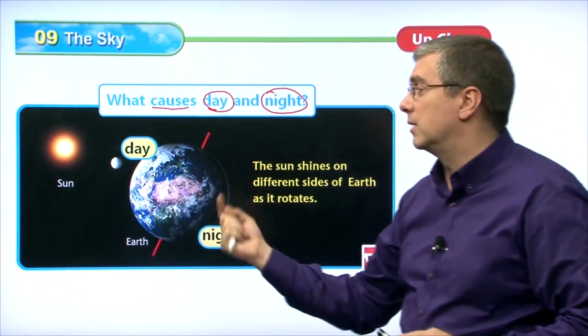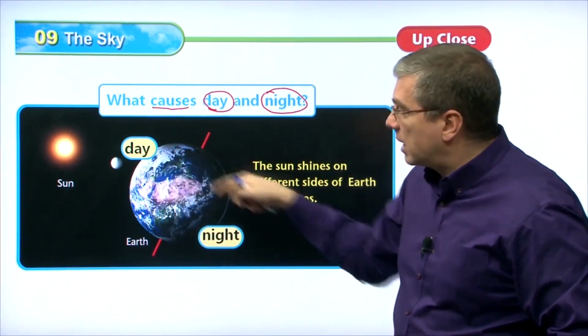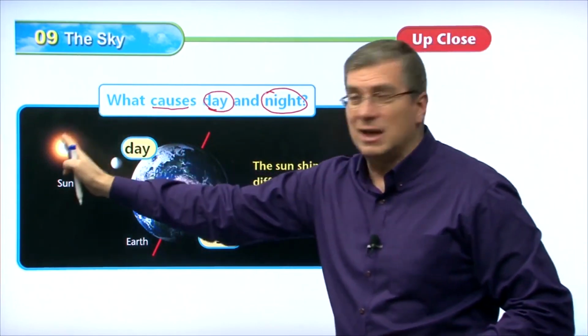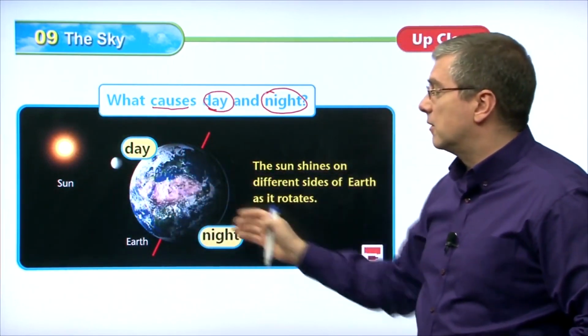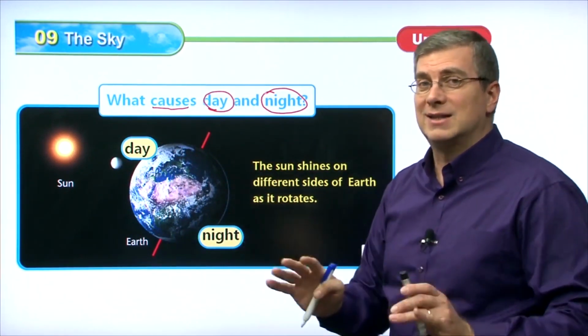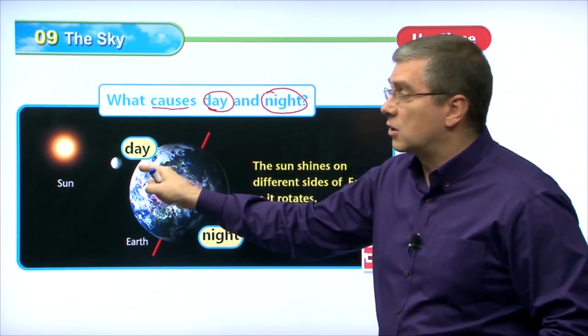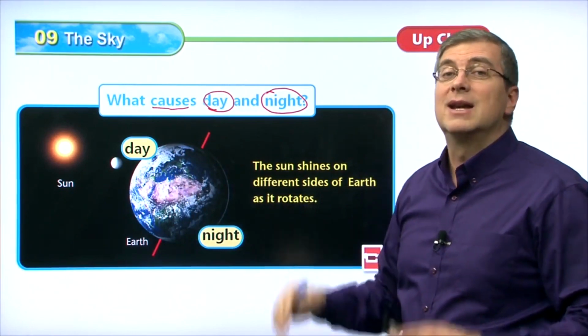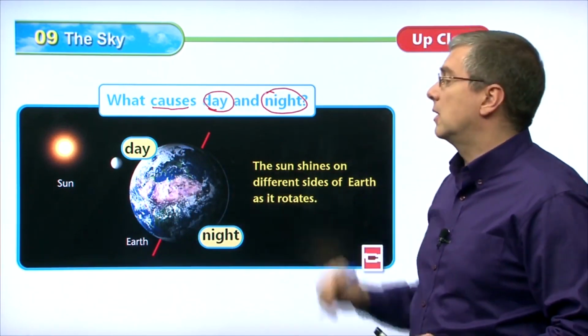It's spinning around. Of course, the sun can't shine on all parts at the same time. The sun is over here. So the part of the Earth that is farthest away from the sun, there's no light. That's nighttime. The part of the Earth that is closer to the sun, they're getting light. That is daytime. Okay, so very interesting.